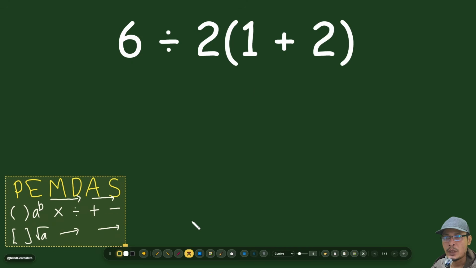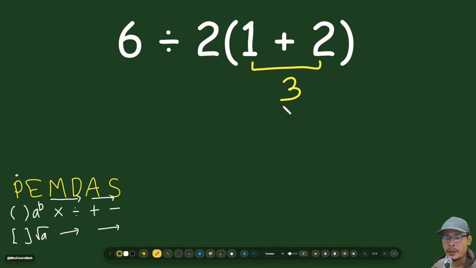So P first, 1 plus 2 is 3. Now the invisible sign is still a multiplication. So the problem becomes 6 divided by 2 times 3.